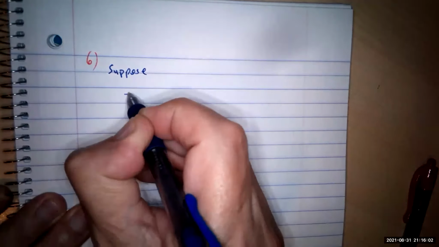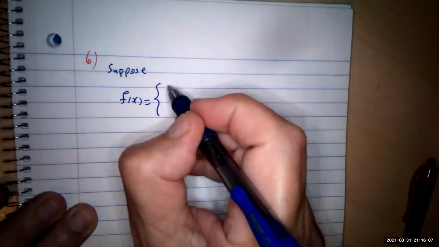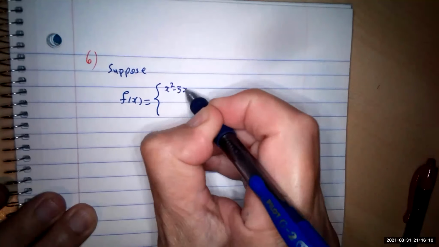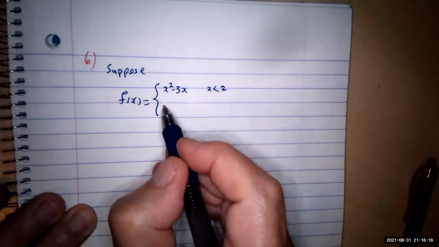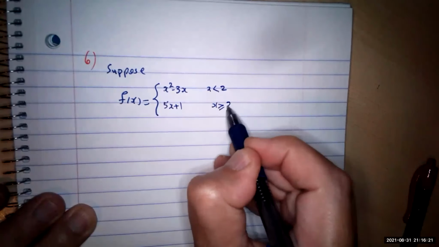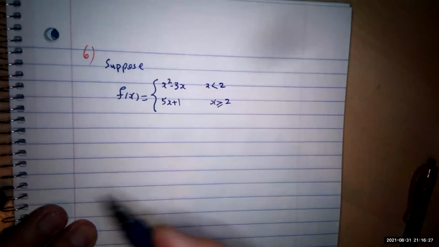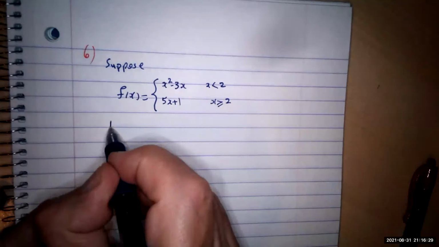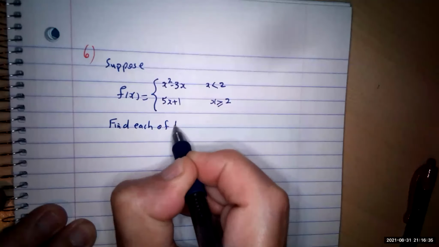Now, this is the next case. Suppose a piecewise defined function is given to you. Suppose f of x is equal to x squared minus 3x when x is less than 2, and is equal to 5x plus 1 when x is greater than or equal to 2. A piecewise defined function partitioned around the 2. They ask you to do those 4 questions that we did. Find each of the following.